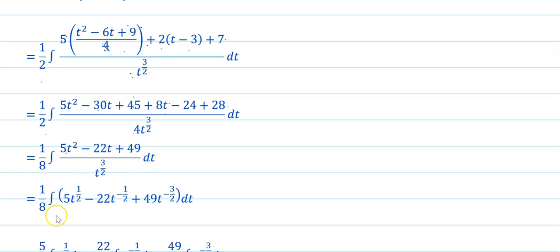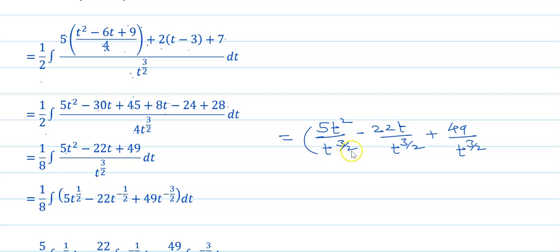Next 1 upon 8, now the integral of 5t square minus 22t plus 49. Now split it up: 5t square upon t raised to 3 by 2, minus 22t upon t raised to 3 by 2, plus 49 upon t raised to 3 by 2. Now we'll simplify this. Okay, t square upon t raised to 3 by 2 means what? t raised to 1 upon 2.